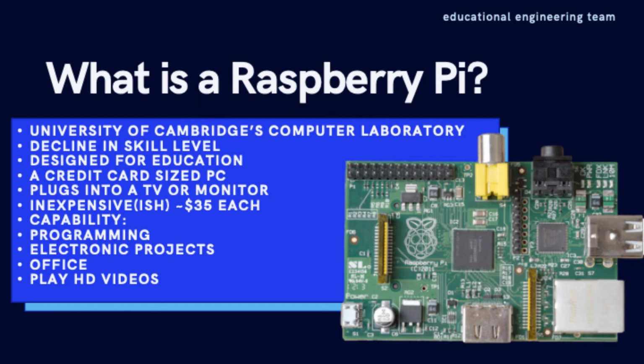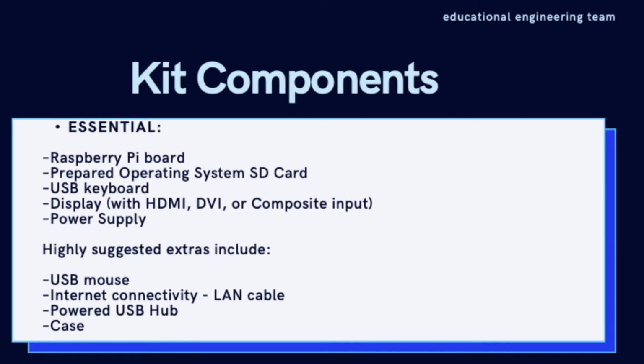It has a good capability for programming and electronic projects and office work, and it can play high definition videos. For the kit components for the Raspberry Pi, the essentials would include the Raspberry Pi board, the prepared operating system SD card, the USB keyboard, the display with HDMI, DVI, or composite input. Then another essential is the power supply. The highly suggested extras would include USB mouse, internet connectivity, LAN cable, powered USB hub, and a case for protection of your Raspberry Pi.